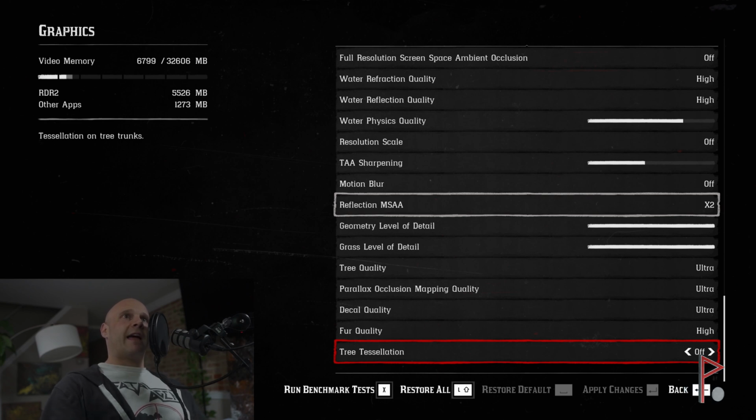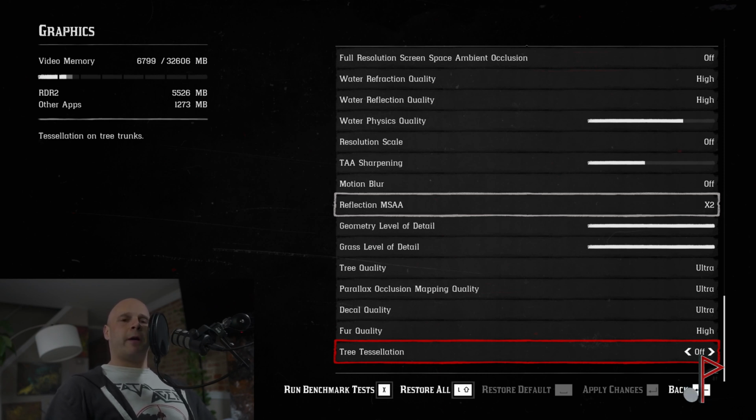Multi-sampling anti-aliasing just for reflections. I left this on ×2. This is the anti-aliasing that you see that's closer to the water effects. You could tick this up to ×8. I don't think it would hurt too much with my graphics settings, but I found that it was kind of unnecessary. So we're going to talk about anti-aliasing. Motion blur, I leave it off because I can't stand it.